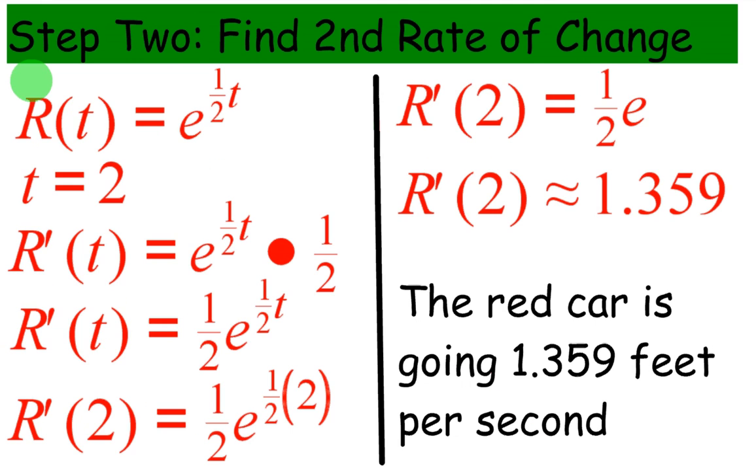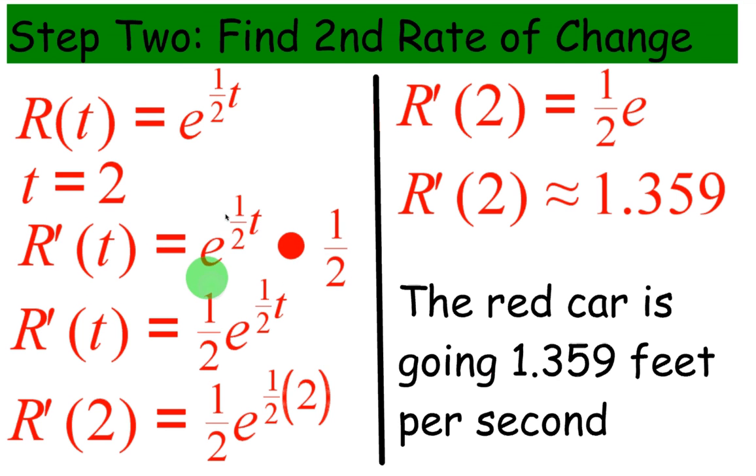Let's figure out the red car's speed. So here's the red car. We're going to have to use the chain rule to find the derivative of this. The derivative of e to anything is itself, so e to the 1/2 t times the derivative of that, which is 1/2. So move the 1/2 out front, and then just plug in 2 because we're interested in how fast it's going after 2 seconds. So it's going to be 1/2 times e to the first. As a decimal, that's 1.359. So the red car is going 1.359 feet per second after 2 seconds.